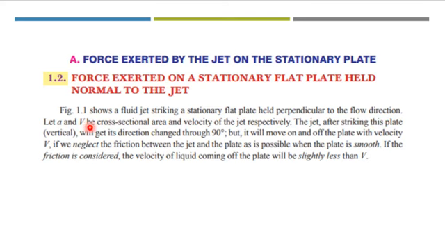Let A and V be cross-sectional area and velocity of the jet respectively. The jet, after striking this plate, will get its direction changed through 90 degree, but it will move on and off the plate with velocity v if we neglect the friction between the jet and the plates, as is possible when the plate is smooth. If the friction is considered, the velocity of a liquid coming off the plate will be slightly less than v.